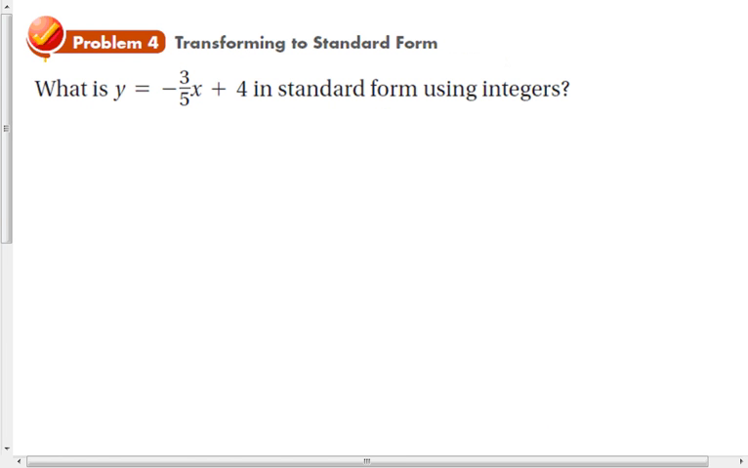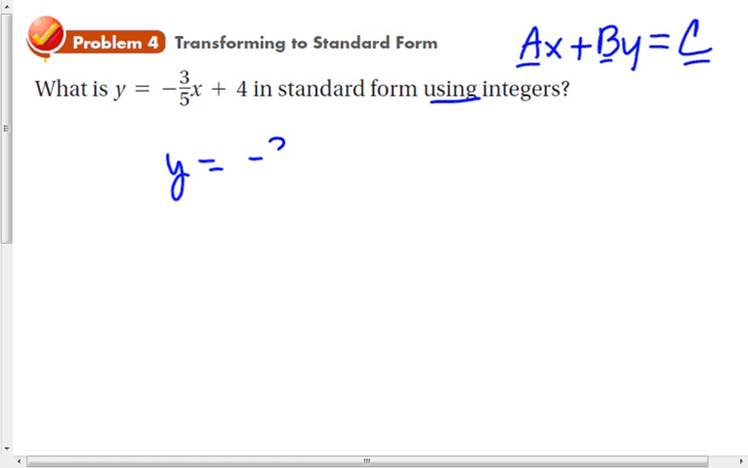All right, another thing we might want to do is be able to take an equation written in some other form and transform it to standard form. So we're going to do that here. Now, standard form, it says using integers, and actually standard form kind of requires that you have integers. So this number and this number have to be integers. So let's think about that. Let's start by thinking about what we could do to get rid of this fraction here. And one way you can get rid of that fraction is just to multiply by whatever the denominator is. So we're going to multiply both sides by 5.